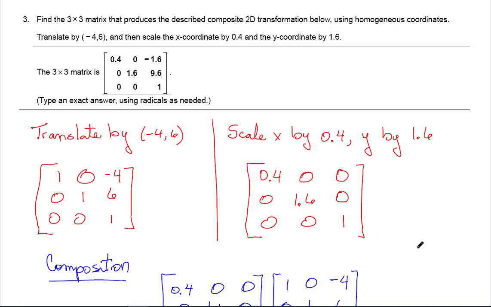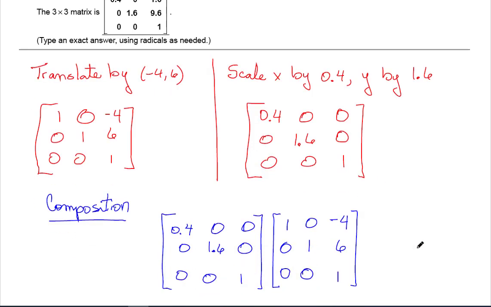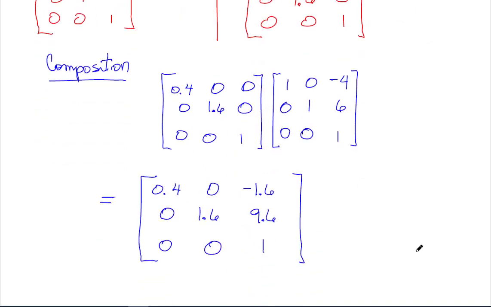For the composition, we first will translate, so that's the matrix that appears first, because if I put an x, y, and 1 here, it would operate first under the translation, followed by the scaling. And so again, simply perform the matrix multiplication to find the composition matrix for the two operations.